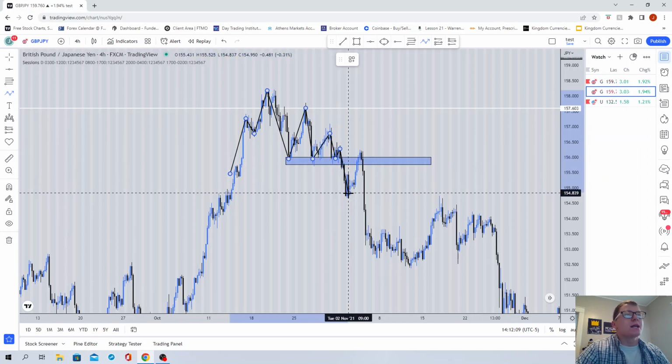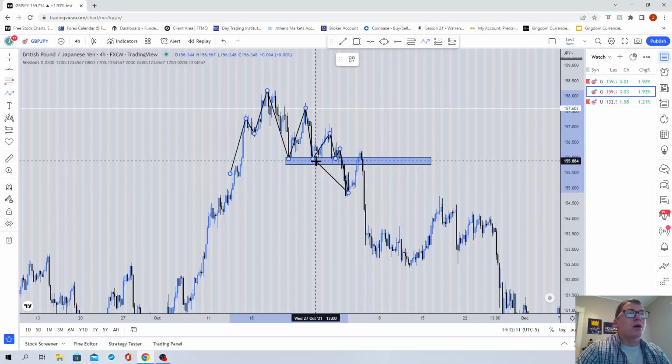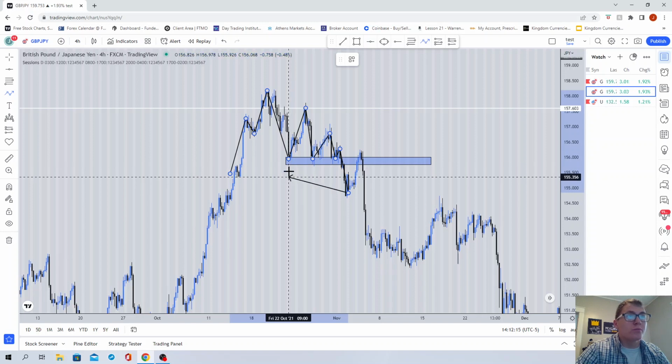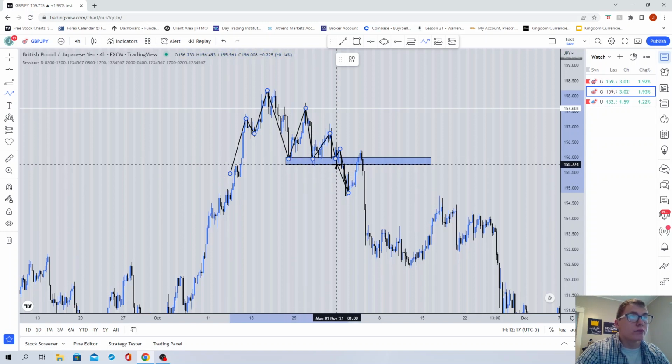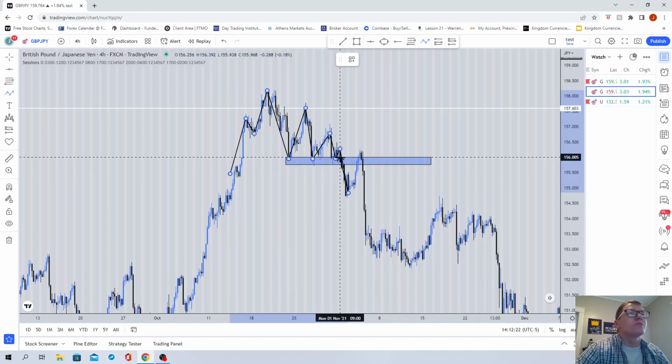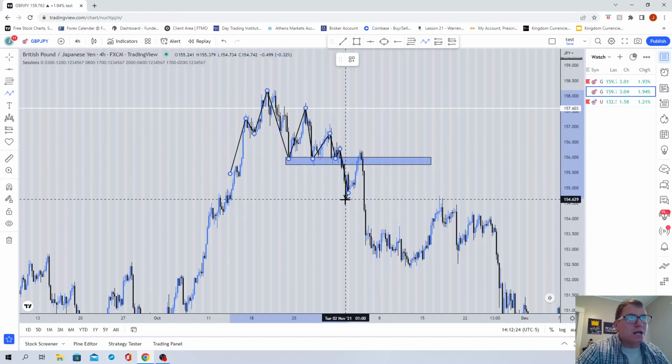So in this type of setup, we have a break through support, a very strong support, because we have 1 rejection, 2 rejections, 3 rejections, okay? 4 if you count these. So we have 4 rejections off this level of support. Now we have an extension through that level of support.